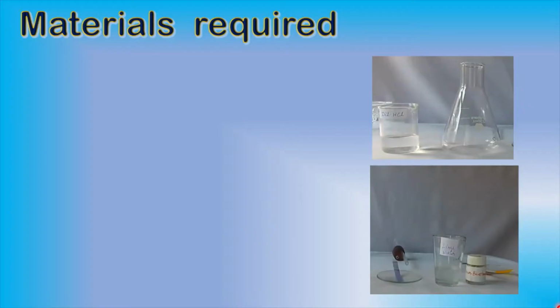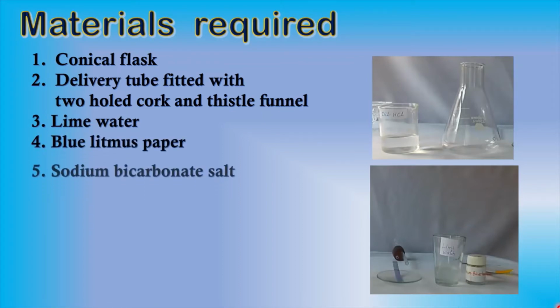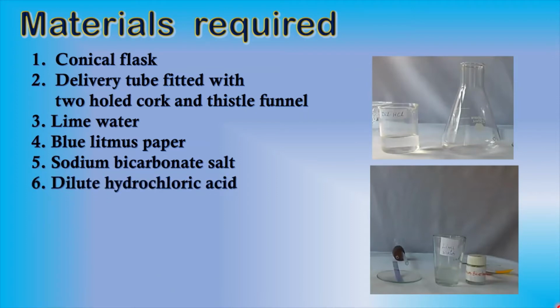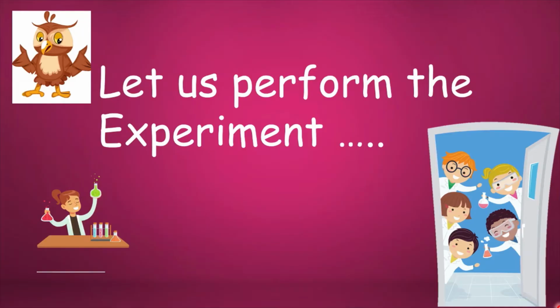The materials required in this experiment are conical flask, delivery tube fitted with two-holed cork and thistle funnel, lime water, blue litmus paper, sodium bicarbonate salt, dilute hydrochloric acid, potassium dichromate paper, and potassium permanganate paper. I hope you are all ready. Let us perform the experiment.